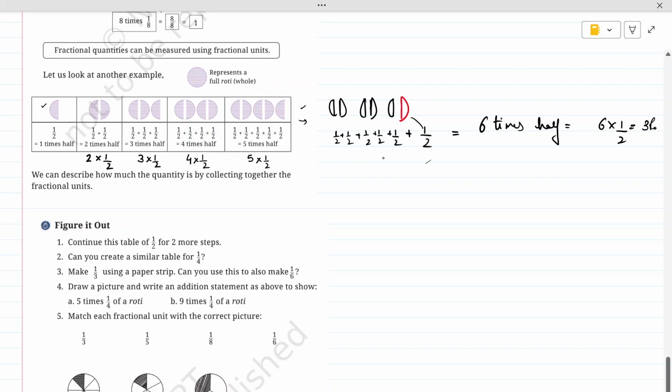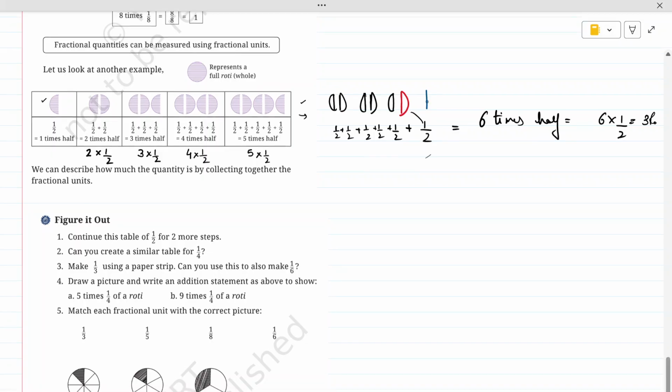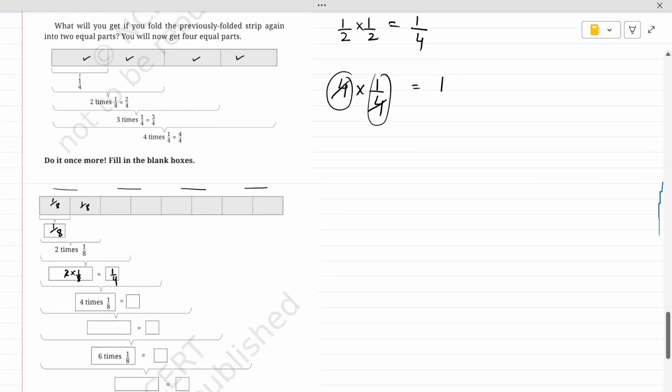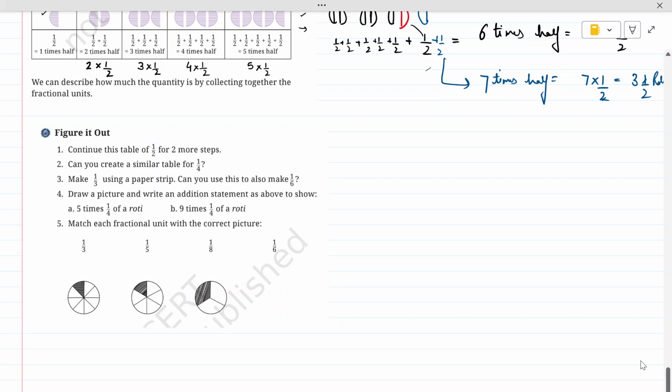Now, in the next part, I'm repeating it here with another color. We are adding half more roti to it. So one more half is added and then this will become 7 times half. That means now we'll have 7 into half here, that is 3.5 rotis. So this is how we have to do this example.